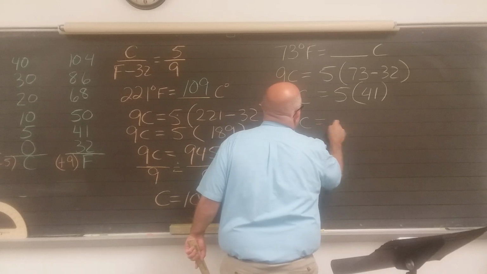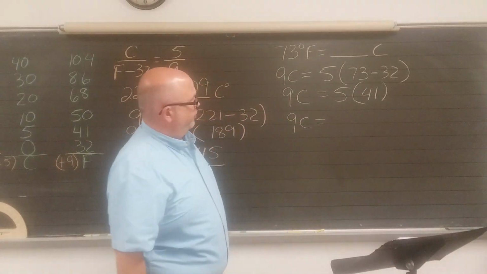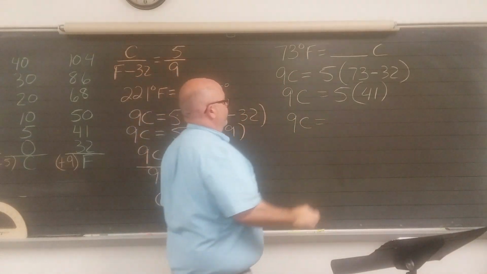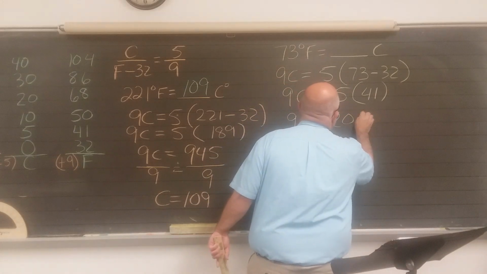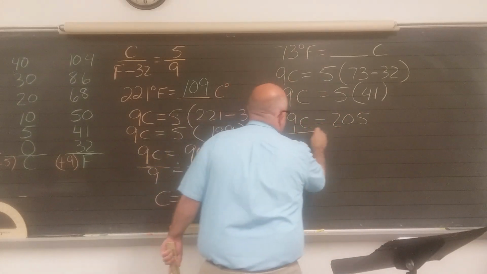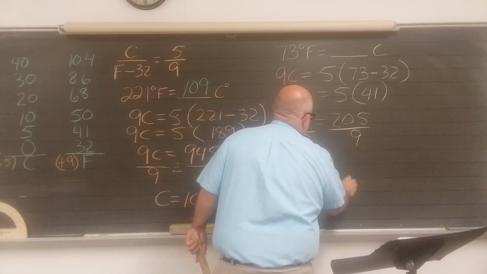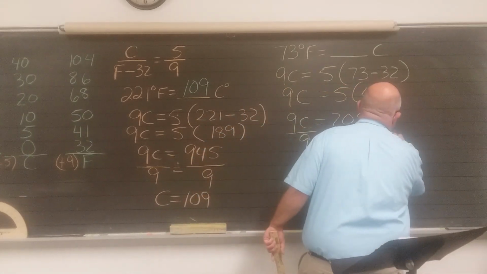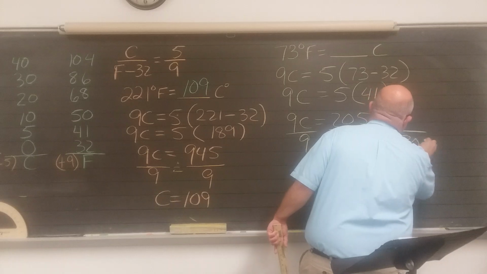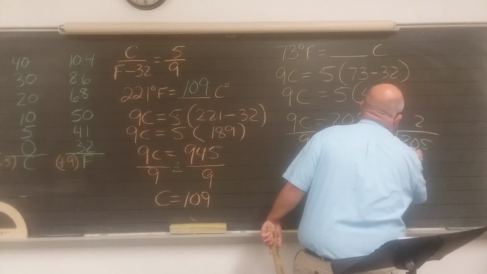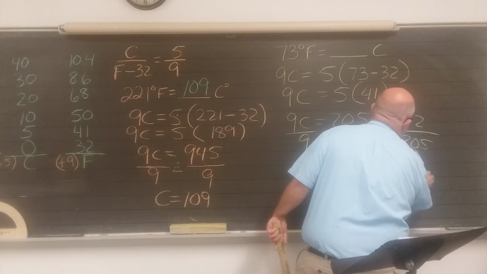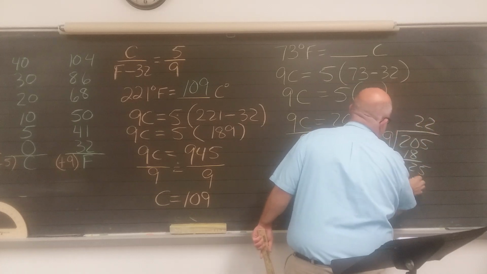9C equals, what's 41 times 5? 205. Divided by 9, divided by 9. C equals 9 into 205. 2, 18, 25, 2. You're going to have a remainder of 7.